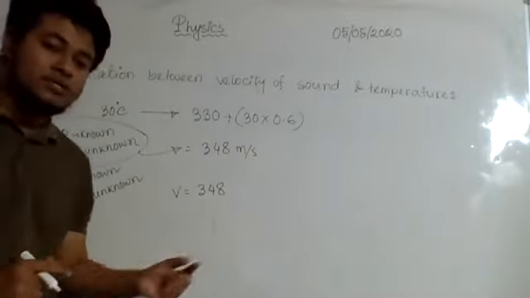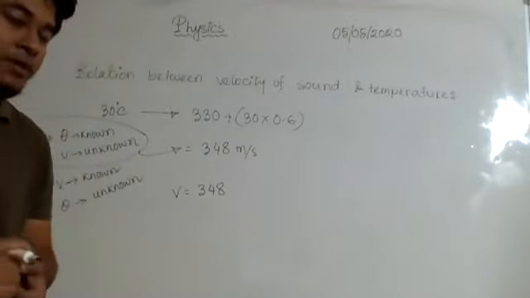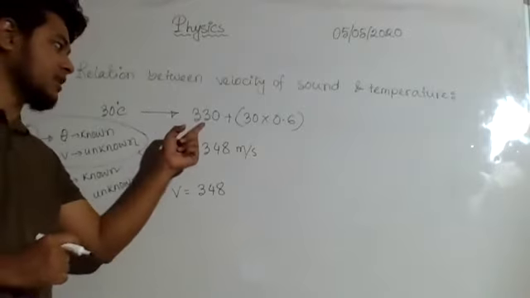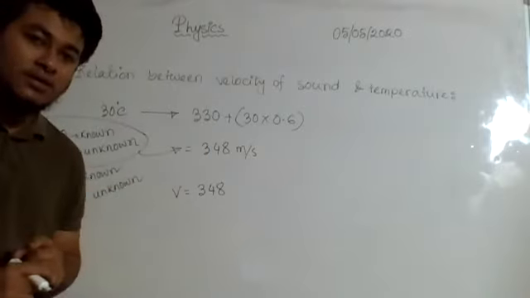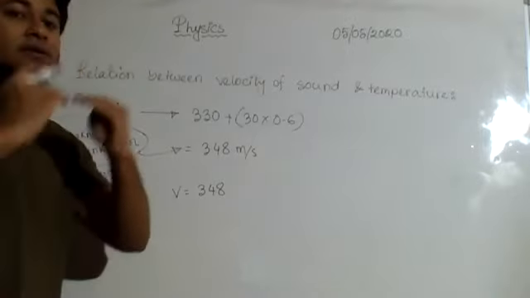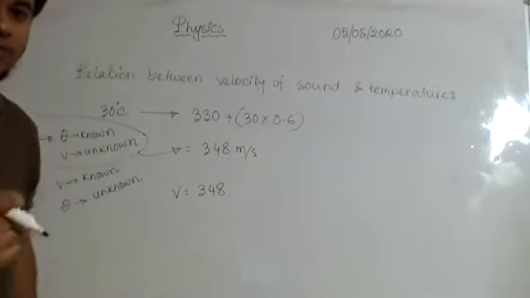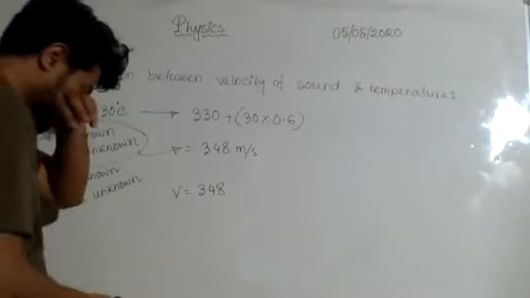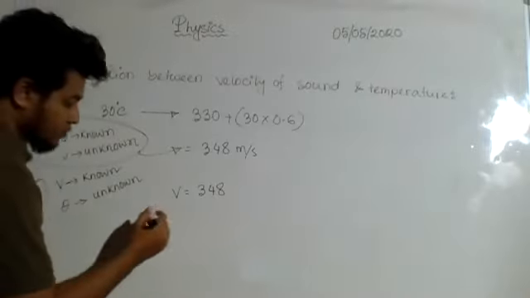Definitely, the temperature is not 0 degrees Celsius. Why? Because at 0 degrees Celsius, the velocity of sound is 330. As the velocity is higher than that, that means the temperature is higher than 0 degrees Celsius. Correct? So let us find out at what temperature this velocity will be attained.